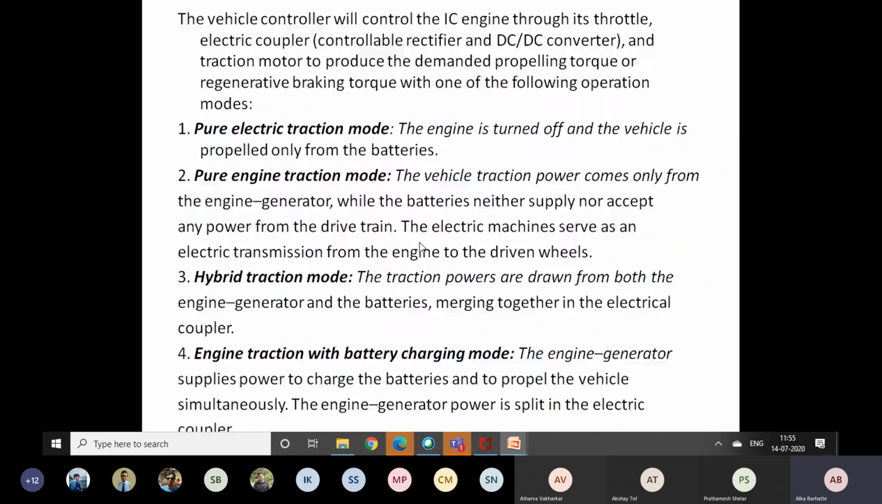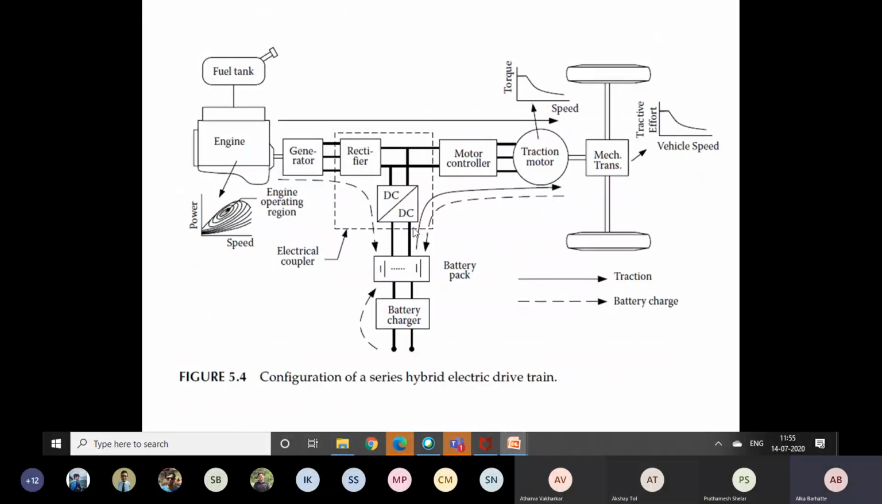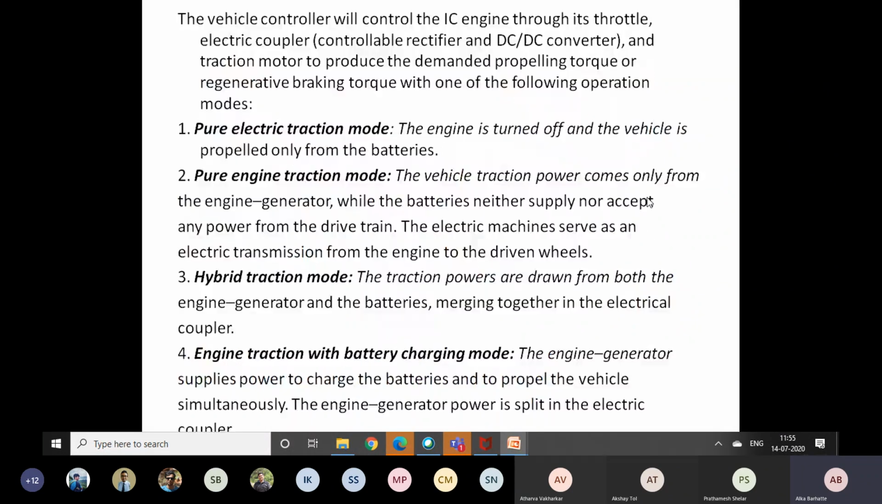Okay. So second is pure engine traction mode. In this case, batteries are not operating, or batteries are idle. We are not using the energy from this battery pack. We are using energy only from the engine, and that is sufficient to drive your vehicle.